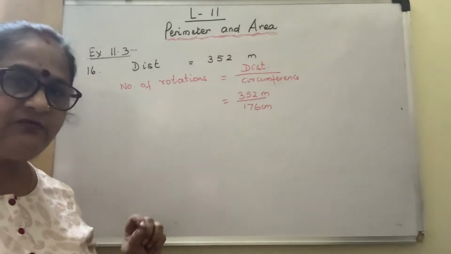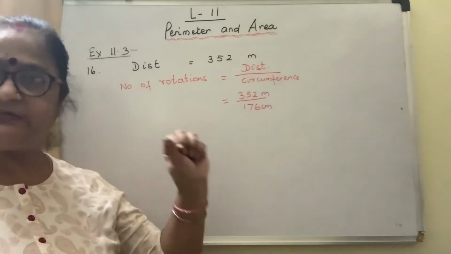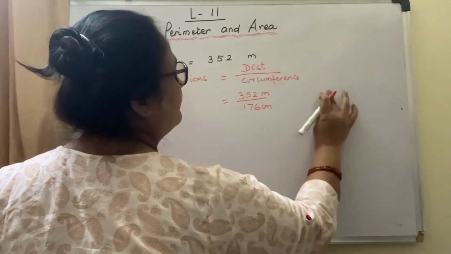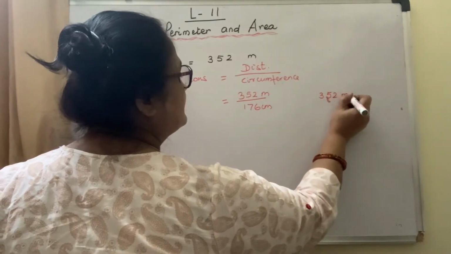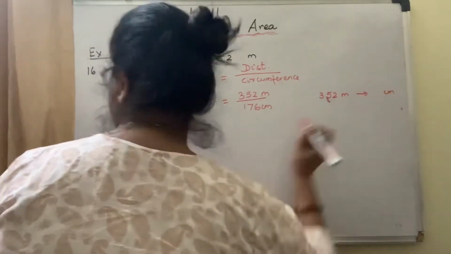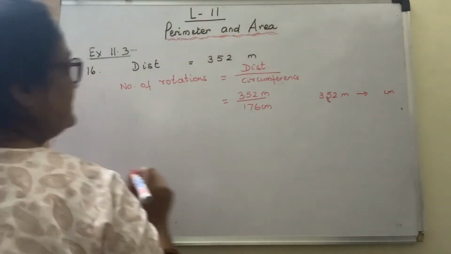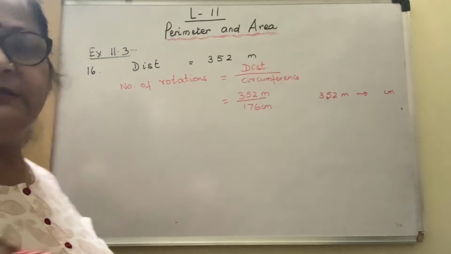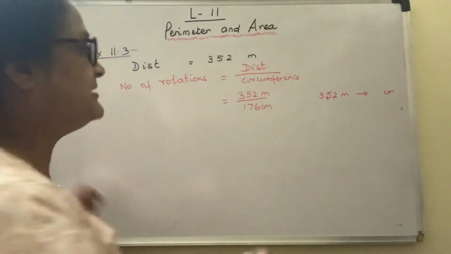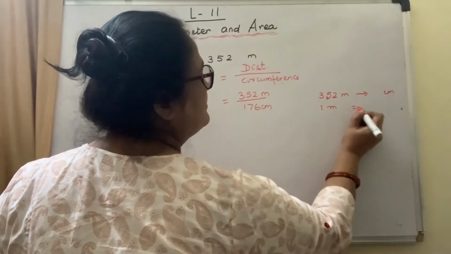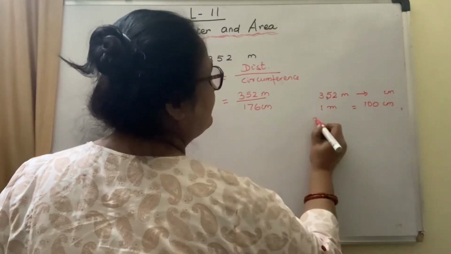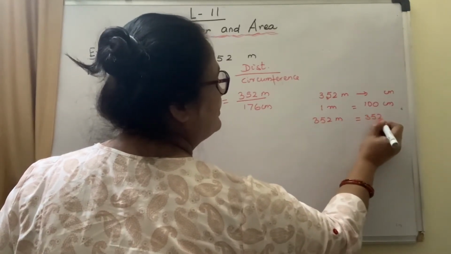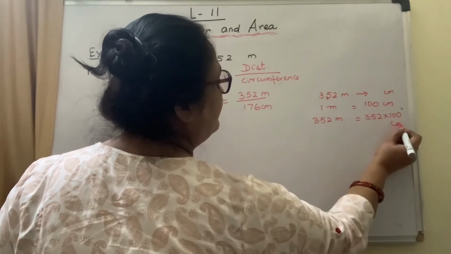When we are doing division, remember children that the unit must be the same. So we will convert 352 meters into centimeters. To convert it into centimeters, 1 meter is equal to 100 centimeters. So 352 meters will be equal to 352 multiplied by 100 centimeters.